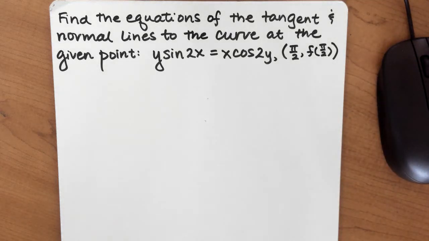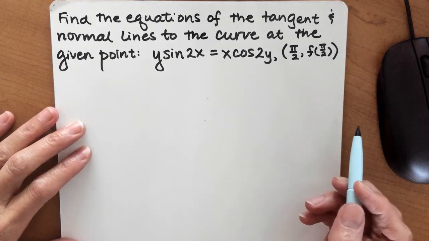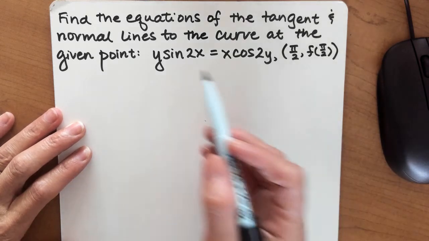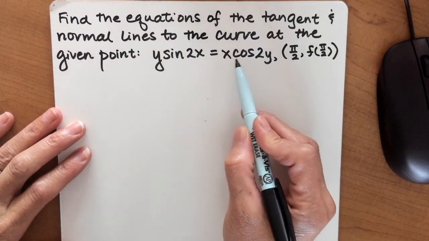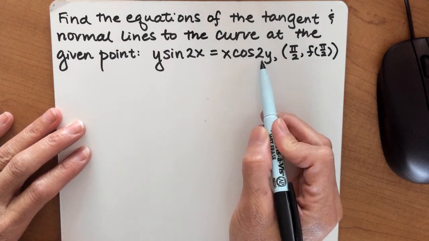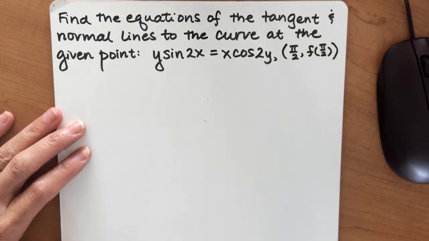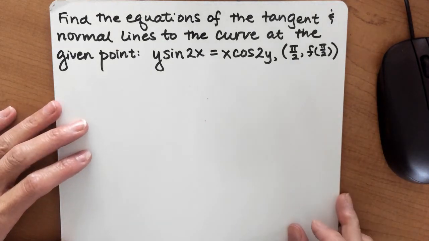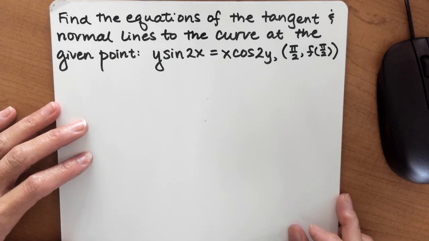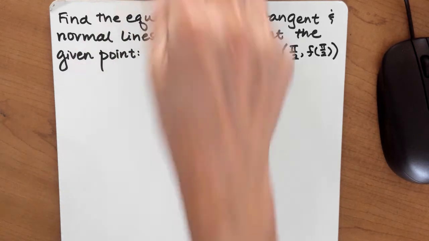We are going to write the equations of the tangent and normal lines to a curve at a particular point. Our curve is given by the equation y sine 2x equals x cosine 2y, and the point is x equals pi over 2. Okay, you need two things to write the equation of a line. You need a point and you need a slope. So let's start with finding our point.